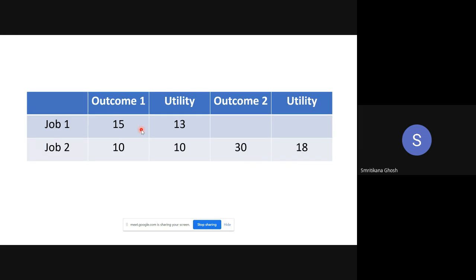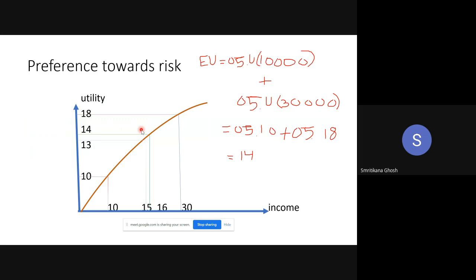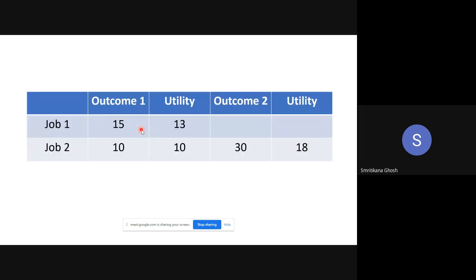So, ma'am, it is applicable for both a risk averse and a risk lover person. No. I'm not telling you this person is risk lover or risk averse. This is not the time to compare it. But for that individual, if this is the situation, he will go for job 2. That much I can say.